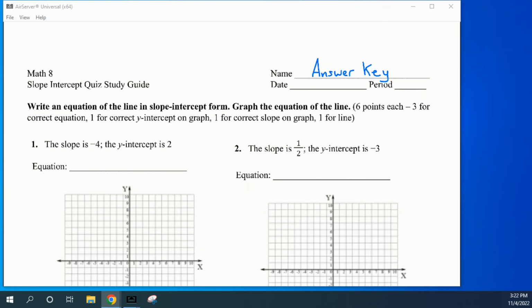All right, everyone. This is going to be the answer key walkthrough video for the Slope-Intercept quiz study guides. The quiz is going to be on Monday, so make sure that you take a look at this, or at the very least, look over the answer key that I'm going to post on Canvas. I am going to try to do this quickly.